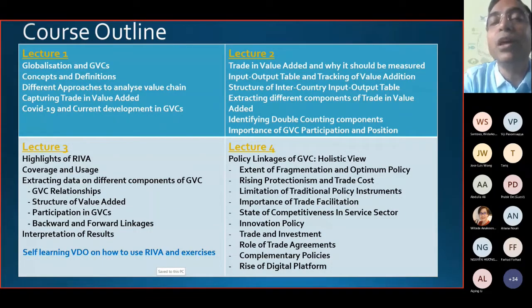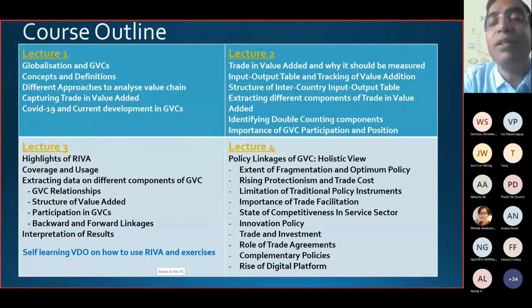In lecture two, we'll focus on trade in value added. As I just mentioned a few minutes back, under the gross value of trade there is a possibility of overestimation, and that's why trade in value added is becoming very important. In this lecture, we will take examples of input-output tables, especially a 2x2 matrix, where two countries have two products, and how the input-output table can help us to track the value addition, and then we'll try to generalize it. Generalizing means you require computer programs to calculate trade in value added.